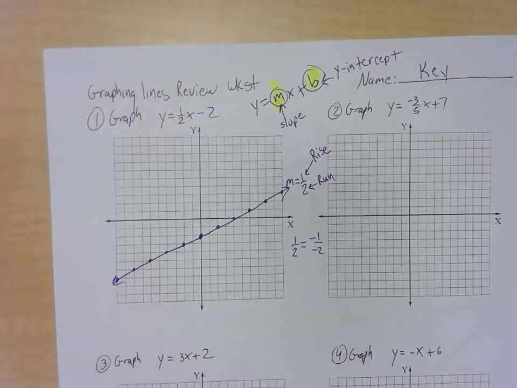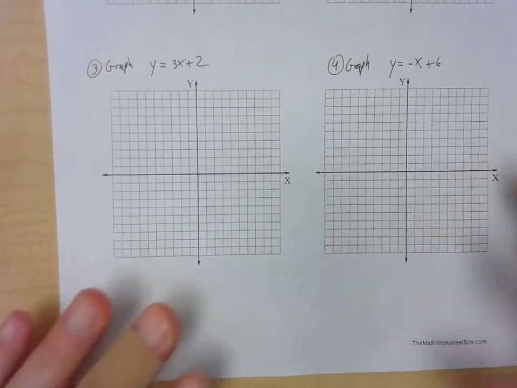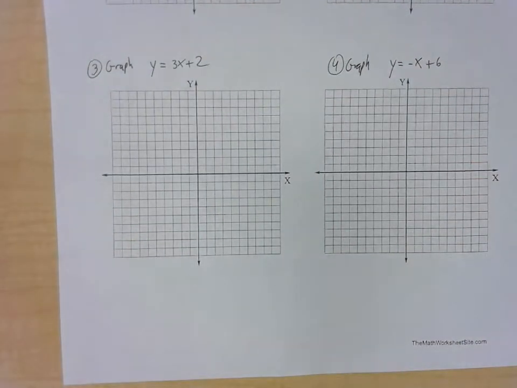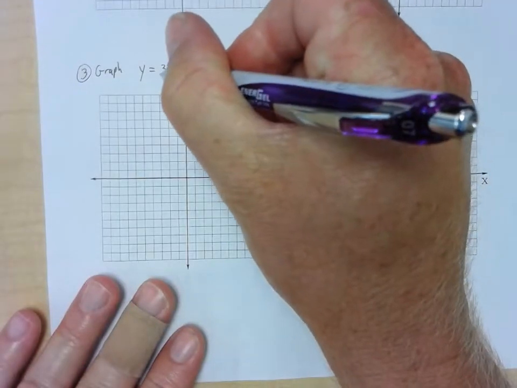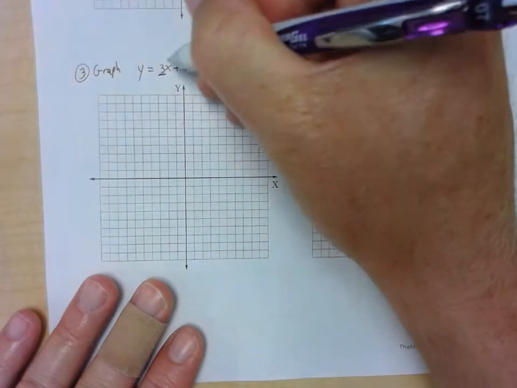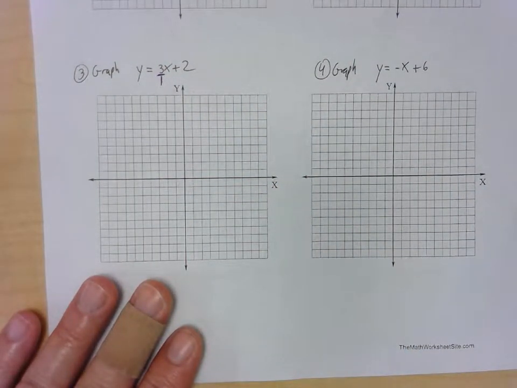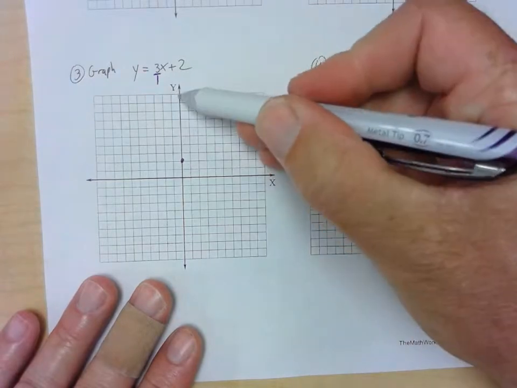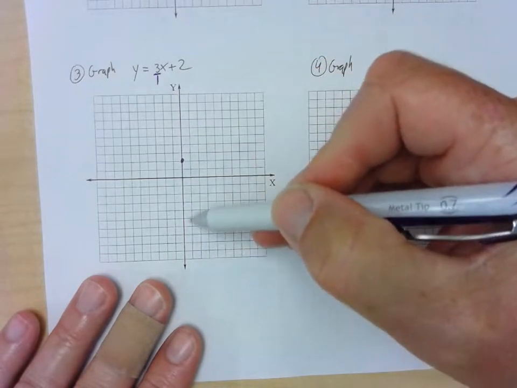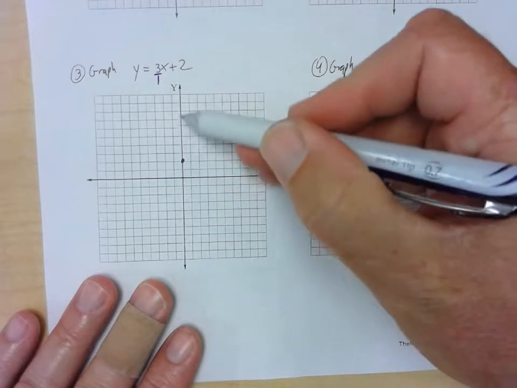Moving on, number 3. With this problem, sometimes people ask, where's the fraction? Well, whole numbers are fractions as well. So this slope of 3 is really 3 over 1. Now we start at a +2, so I'm going to go up 2 on the y-axis, 1, 2. Remember, you have to start on the y-axis. Sometimes people get mixed up and want to start on the x-axis. No, we're starting on the y-axis, where you always start.